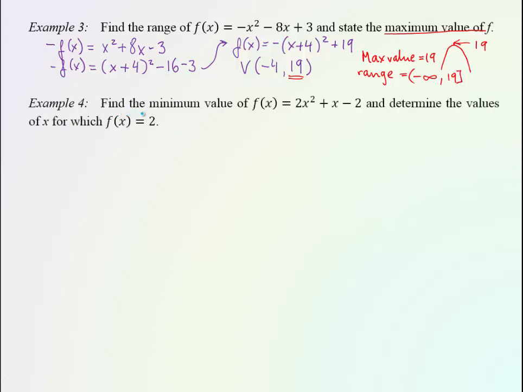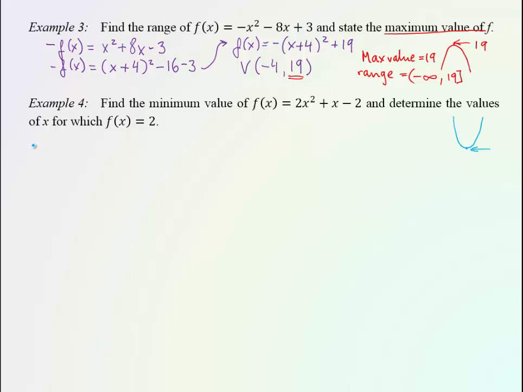In the next example, we need to find the minimum value of this particular quadratic equation and determine the values of x such that f of x equals 2. Since the leading coefficient is positive, then the parabola has arms up, and we indeed have the minimum. So we're looking for this minimum value, which is the second coordinate of the vertex. Just for change, this time we can calculate the vertex directly from the formula of the vertex.